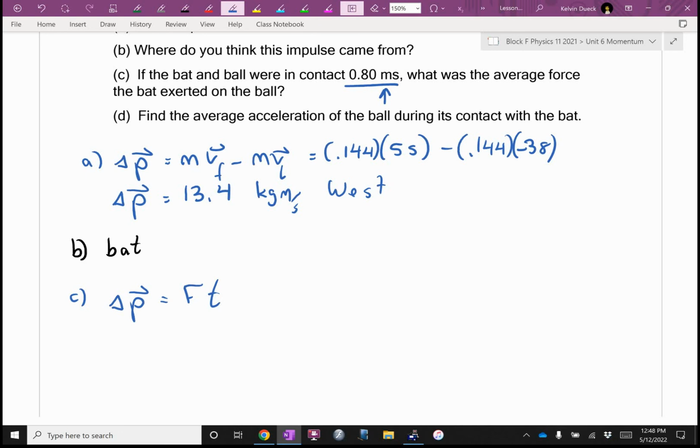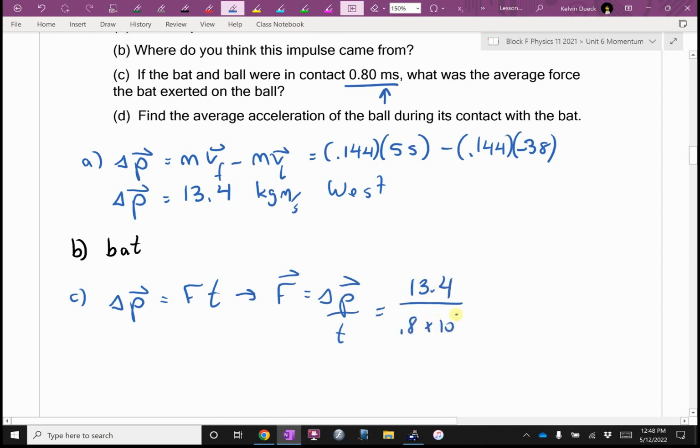Oh, how would I get the F by itself? One line. That's where the impulse equation is a lovely shortcut. Not several lines finding A and then going back. Turns out, apparently, F is impulse divided by time. What was the impulse? 13.4. What was the time? 0.8 times 10 to the negative 3. Lovely.